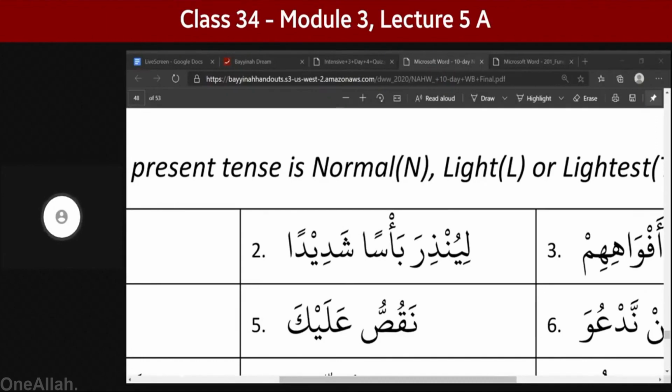Number 2 on page 48, it's still on the screen. The li is a harf of light because we look at the ending, and the ending is a change that we saw when we looked at the lightest versions, not the light versions. If it was light, it would be liyunzir with sukun, but it's liyunzira with fatha, so that tells us it's lightest instead of light.